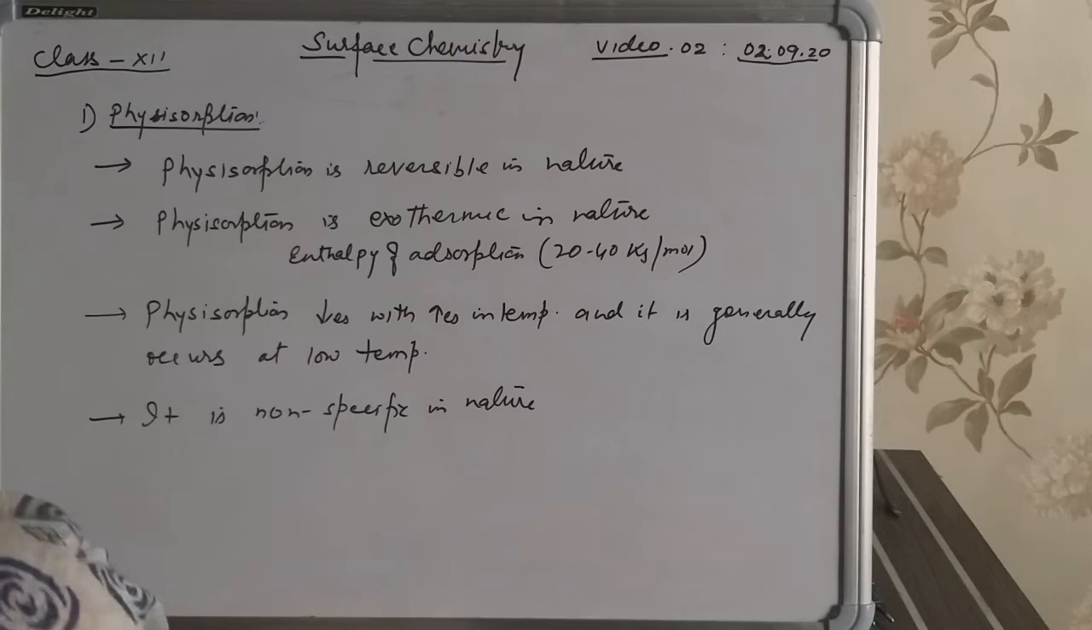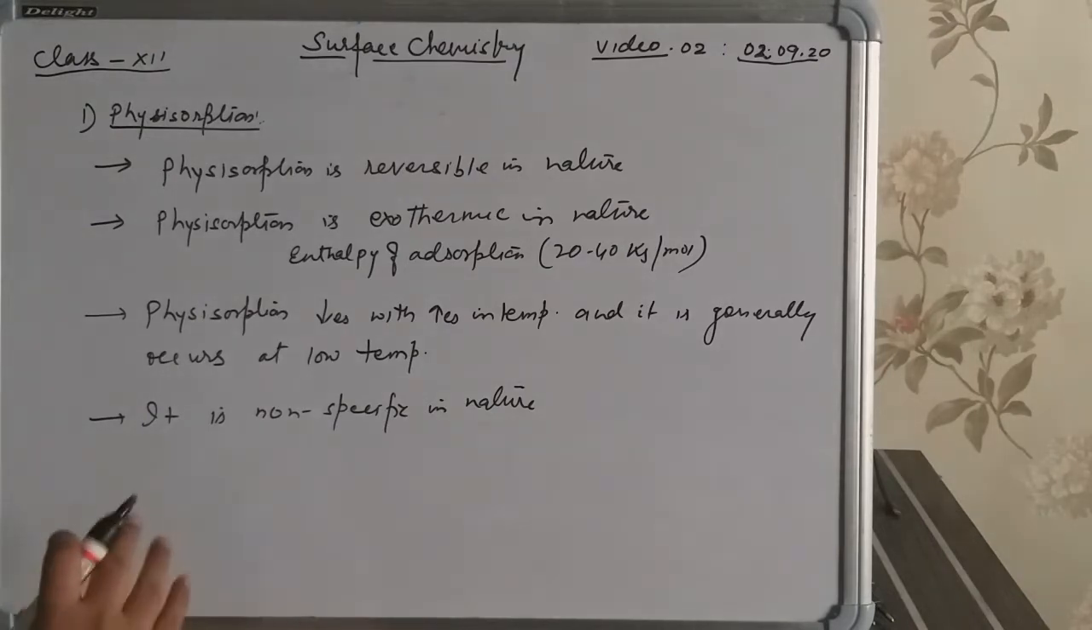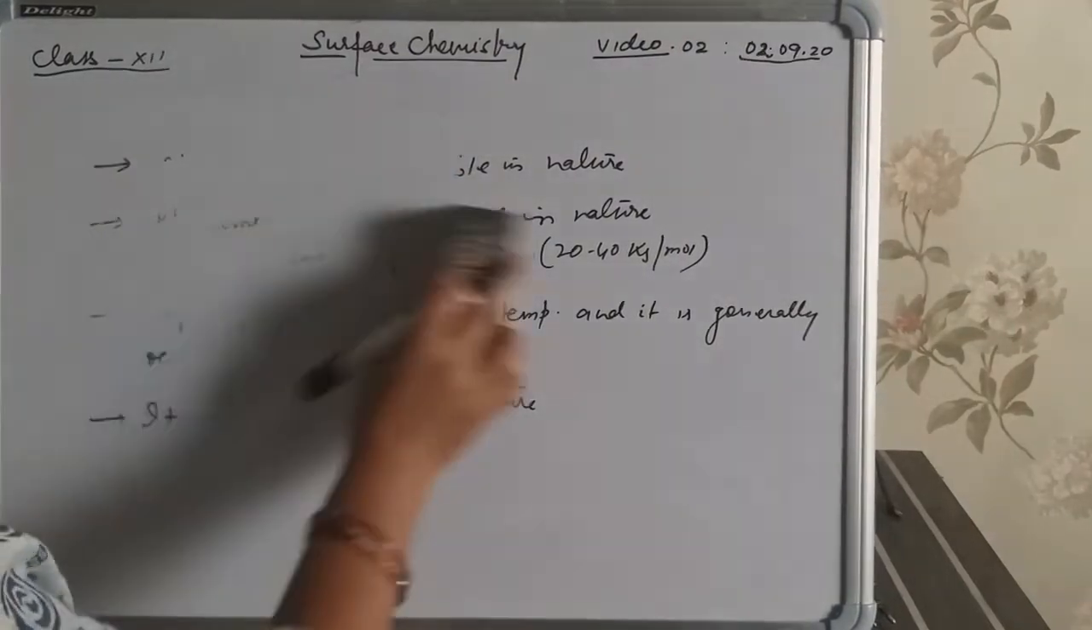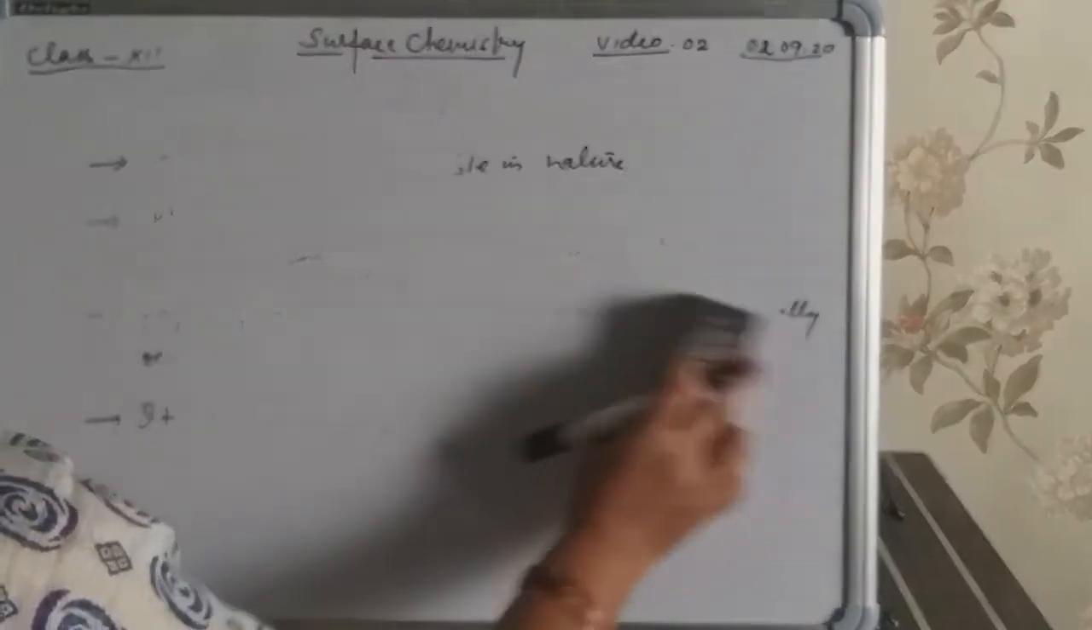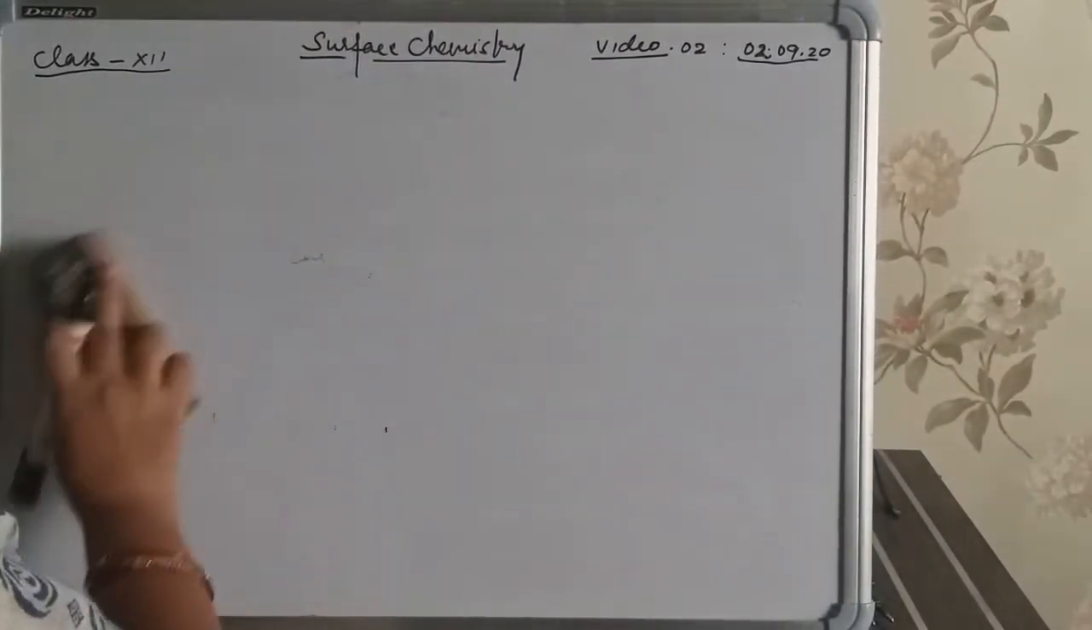We have already discussed in the previous video that when adsorbate molecules are bonded to the adsorbent surface by weak van der Waals forces, this is called physical adsorption. Today we will discuss chemisorption. Then we can easily differentiate between physical adsorption and chemisorption.